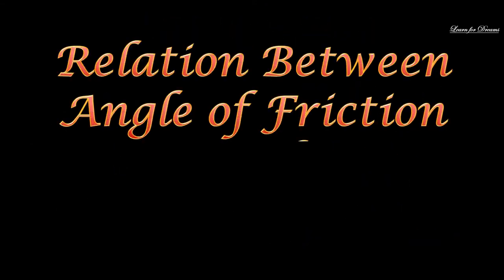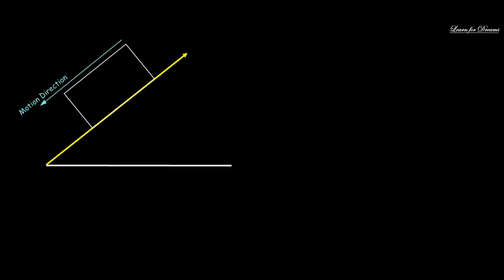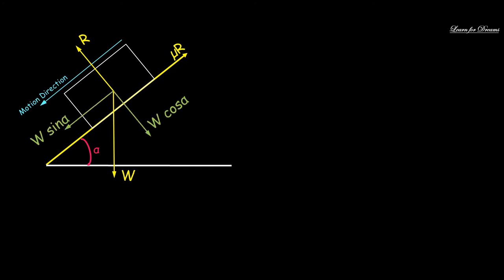Now let's move ahead and see the relation between angle of friction and angle of repose. This is a horizontal and inclined plane. This is the direction in which the body is moving. This is angle of repose alpha. This is the direction in which force due to weight is acting. This is the resultant reaction. This is frictional force mu R. These are the components of force W, that is W sin alpha and W cos alpha.